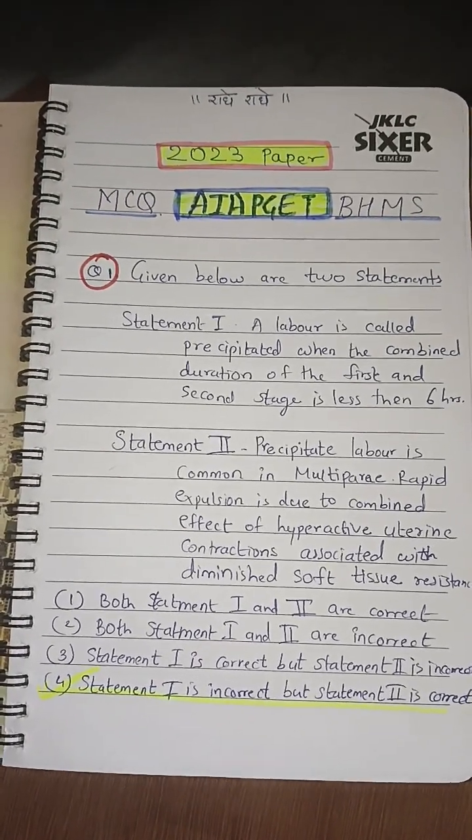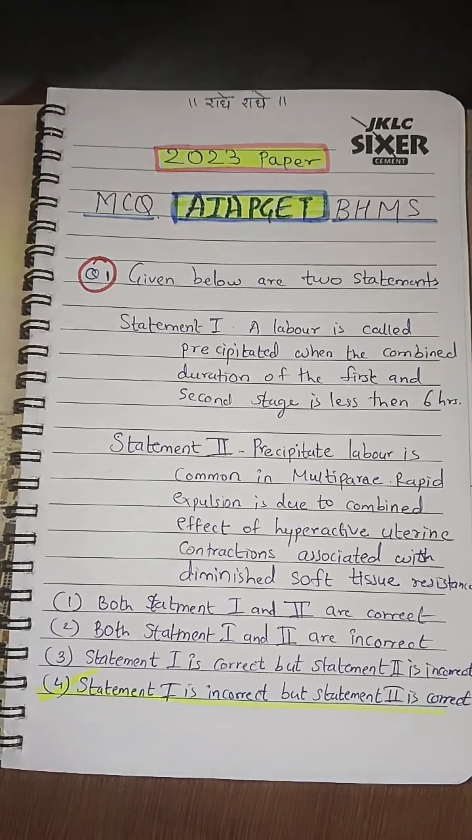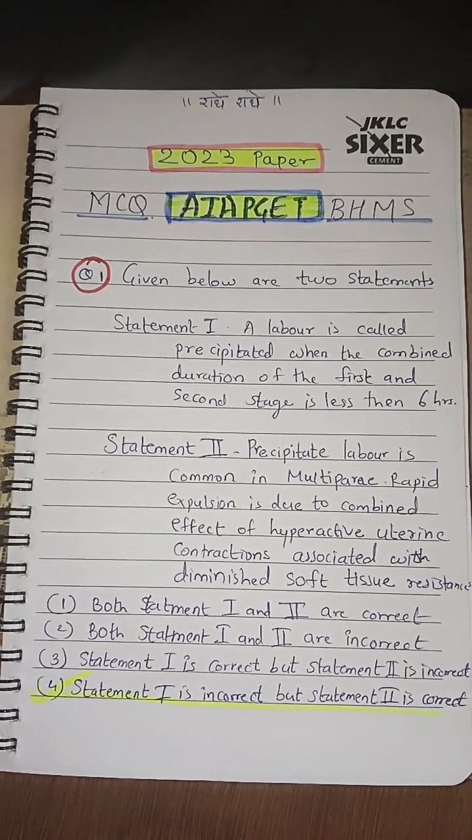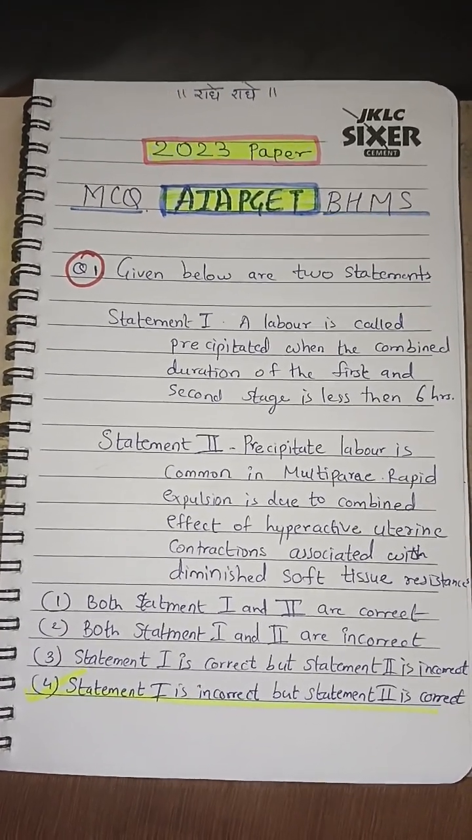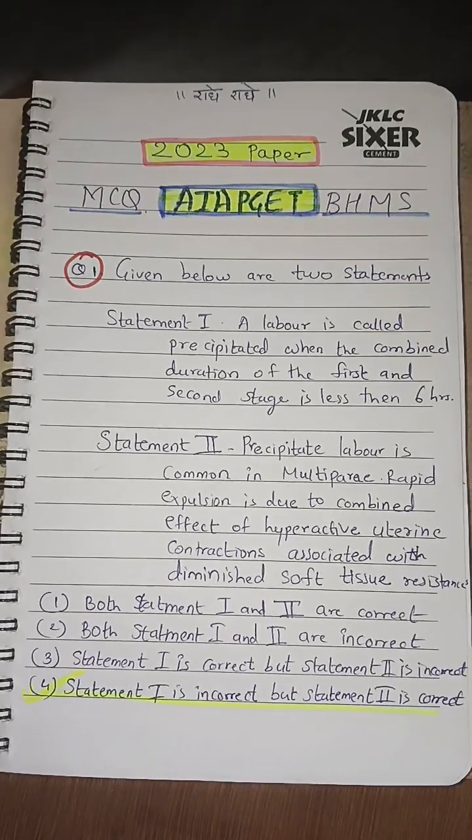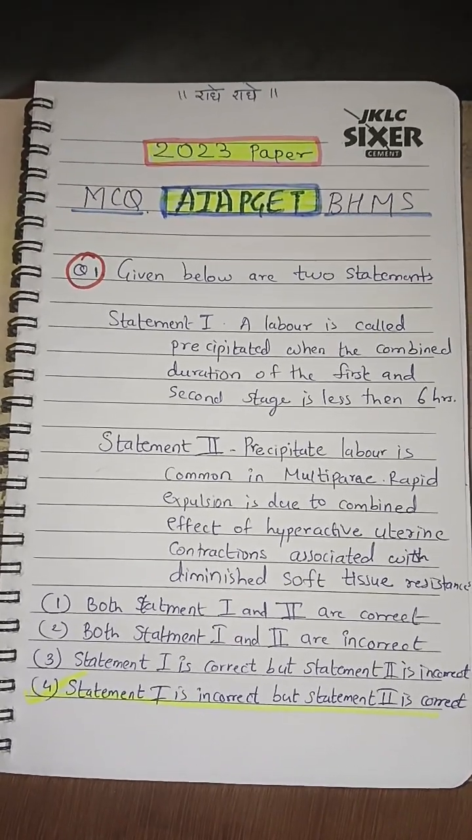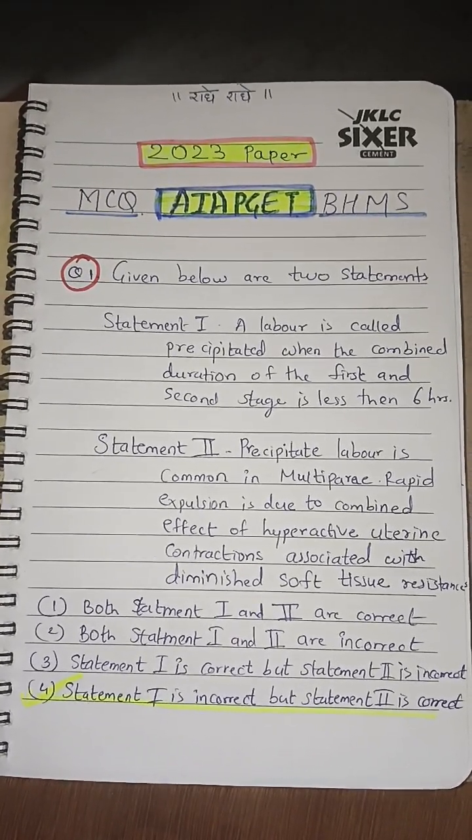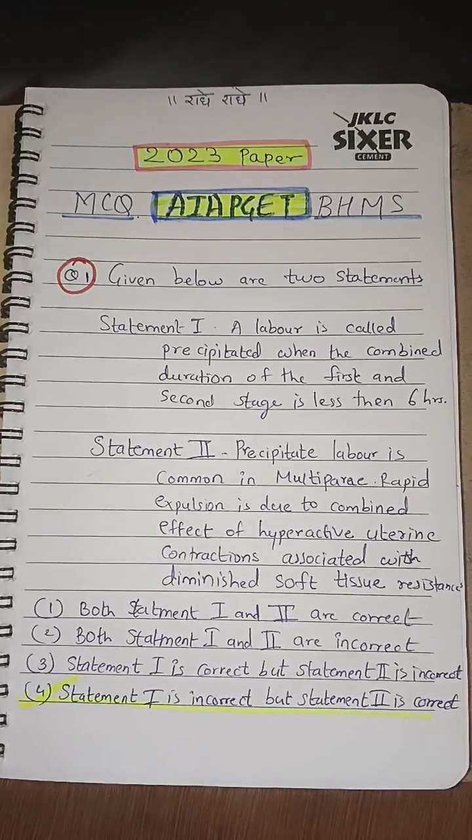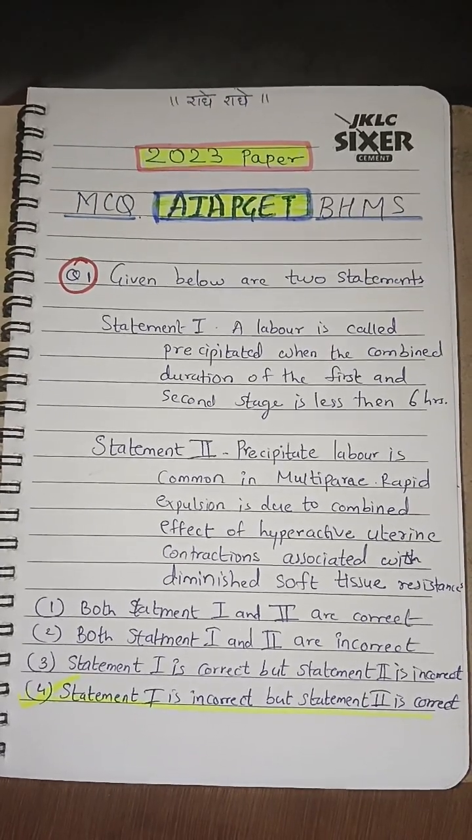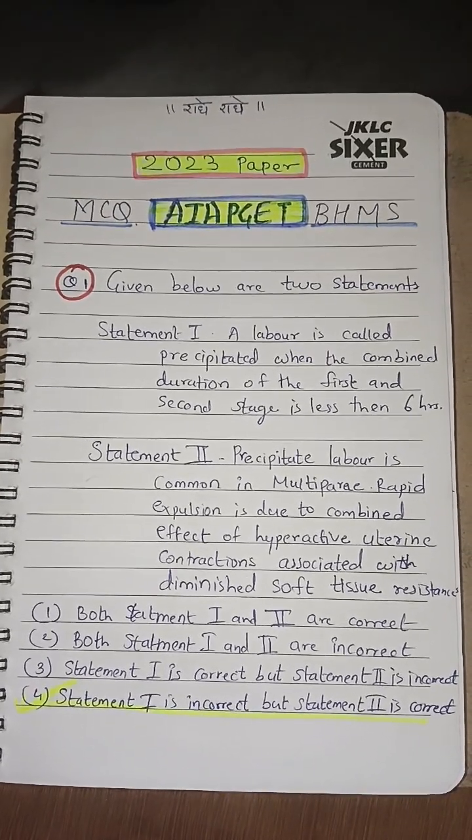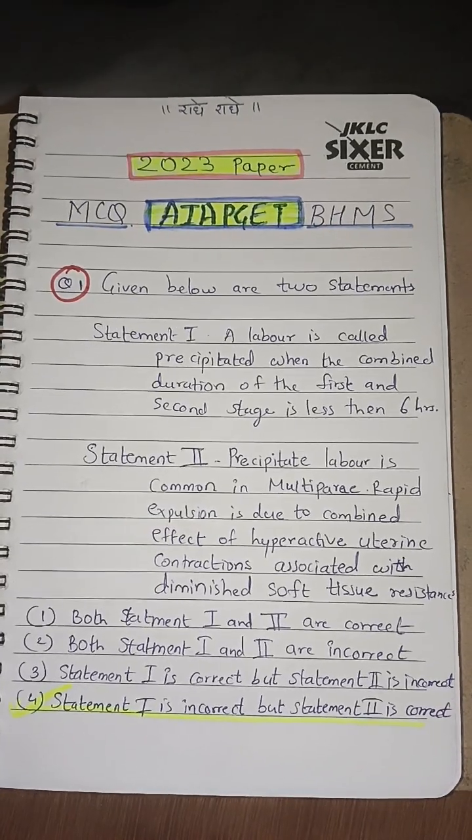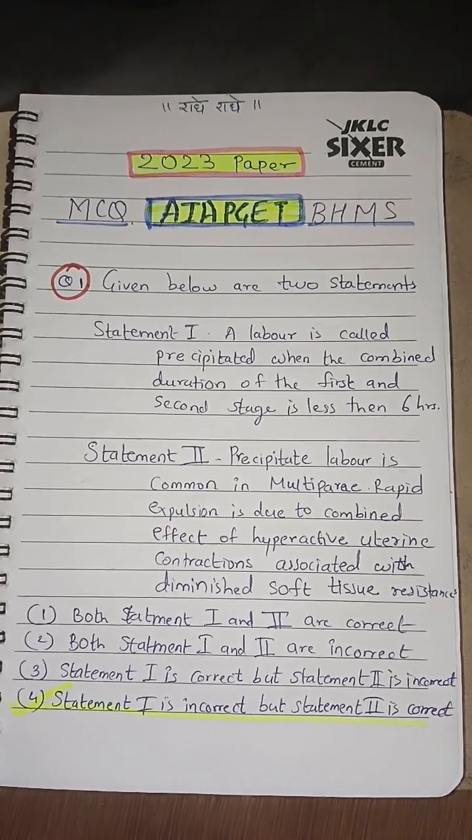First question is, given below are two statements. Statement 1, a labor is called precipitate when the combined duration of the first and the second stage is less than 6 hours. And statement 2, precipitate labor is common in multipare, rapid expulsion is due to combined effect of hyperactive uterine contraction associated with diminished soft tissue resistance.